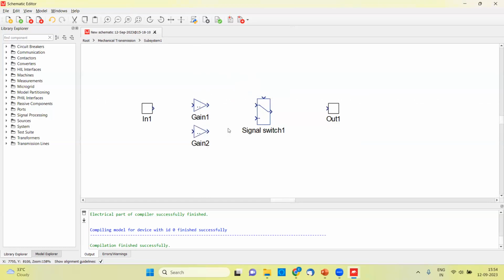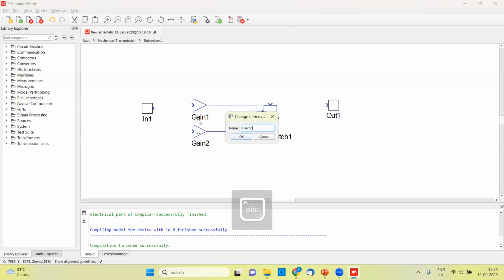I have two gain blocks. Then I'm having this signal switch. So first of all, I'm connecting this over here. Second, I'm connecting over here, and the output is getting over here. Sorry, this is not right. Yeah. Now, what are the names of these blocks? Basically, this is traction and this is braking.